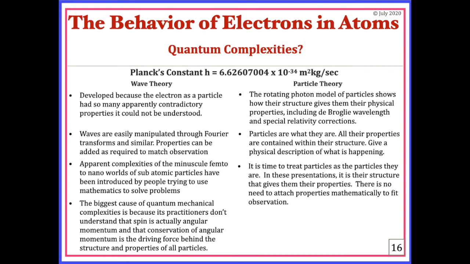In my opinion, the biggest cause of quantum mechanical complexities is because its practitioners don't understand that spin is actually angular momentum, and that conservation of angular momentum is the driving force behind the structure and properties of all particles. Protons, electrons, neutrons, and neutrinos are particles. It's time to treat them as such.